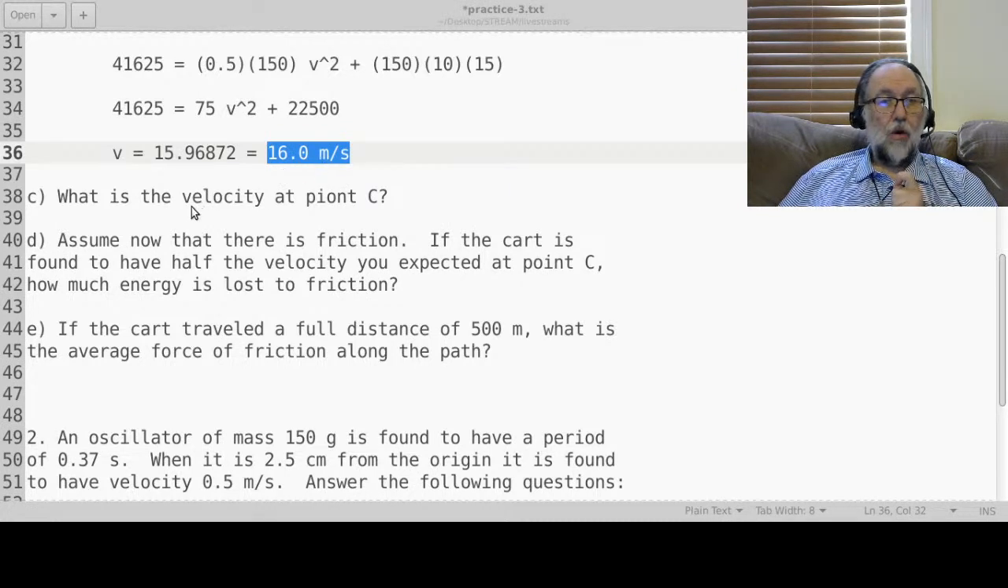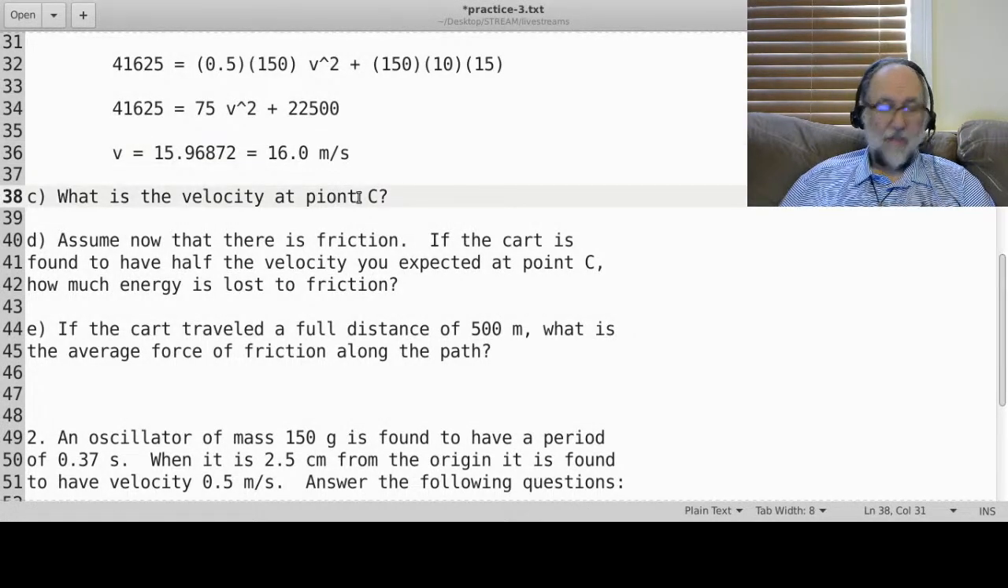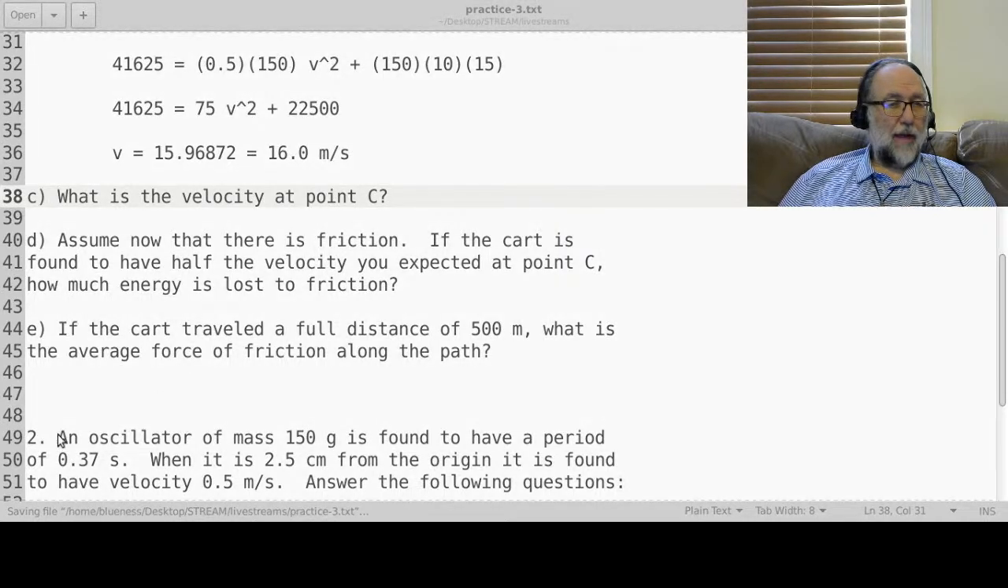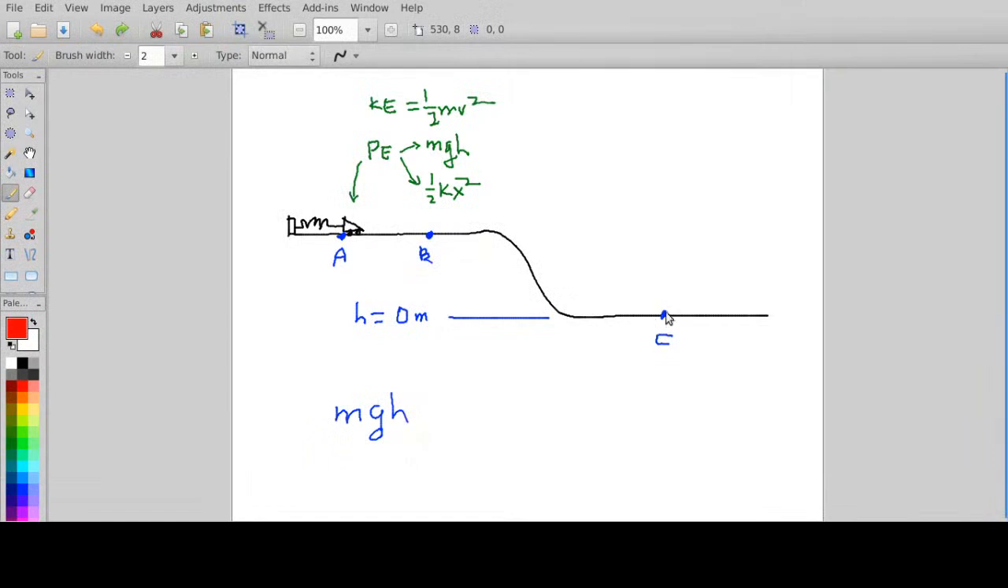Okay, now what's the velocity at point C? Let me fix that. Point C. Let me remind you, at point C, you're at the bottom of the hill here, and all the energy is going to be kinetic.